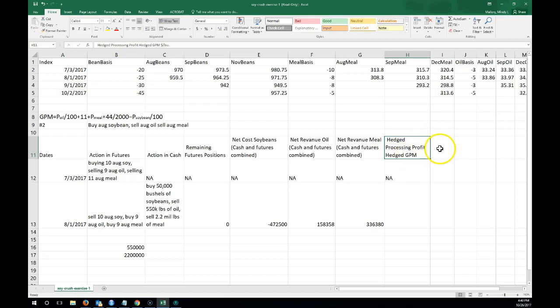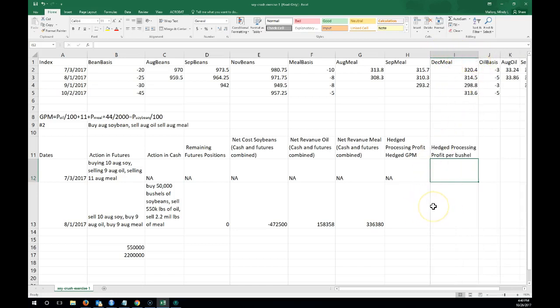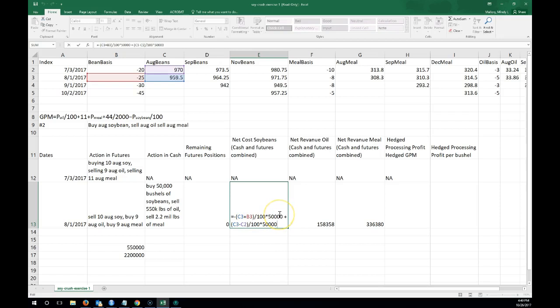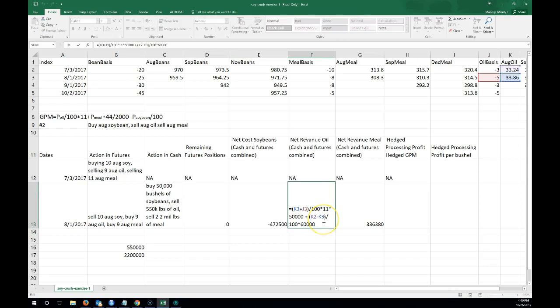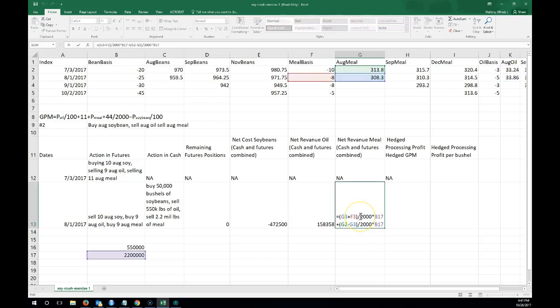Now there is one more column that I want us to calculate, and that's going to be our hedged processing profit per bushel. We'll see why that's going to be an interesting number to calculate in a second. Okay, so we really have only two cells to fill in. Here we're going to calculate our hedged processing profit, and we've basically got our cost calculated here in total dollars. And remember, we took our prices times quantities, so this is the whole deal, the actual money out of our pocket. Same thing for these revenue numbers for oil and for meal.